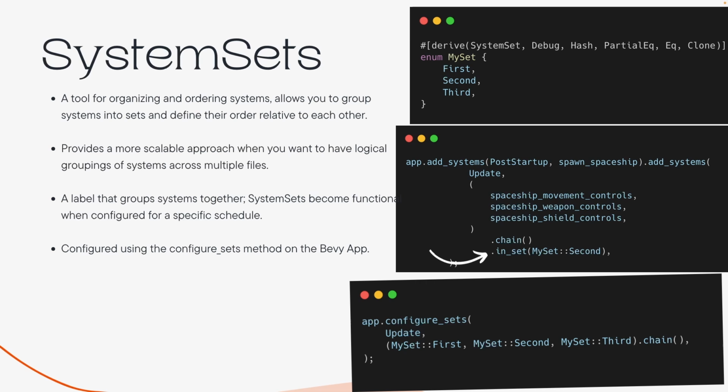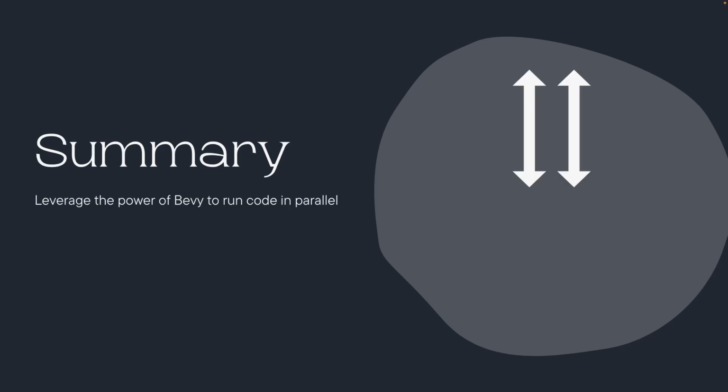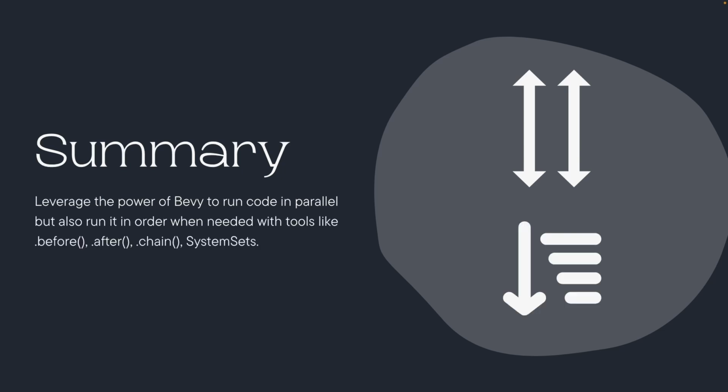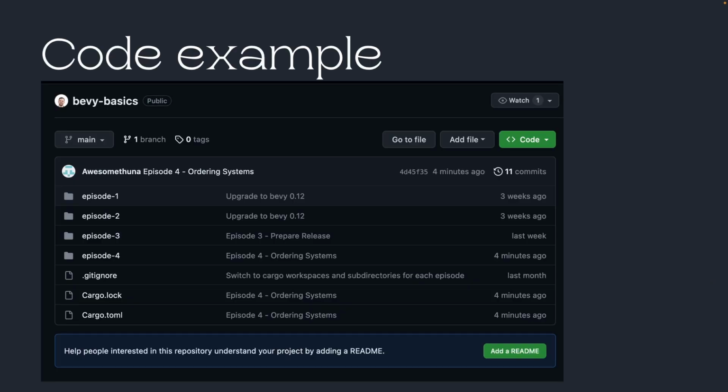With those features at your disposal, you can leverage the power of Bevy to run code in parallel, but also run it in a specific order when needed. Although parallelism gives us a lot of power and efficiency, it also comes at a cost of more complexity. Tools like before, after, chain, and system sets allow us to manage this complexity as our application scales. To really solidify all that we've learned, let's see how these different ordering constraints can be applied to the game example that we've been building in the previous videos.